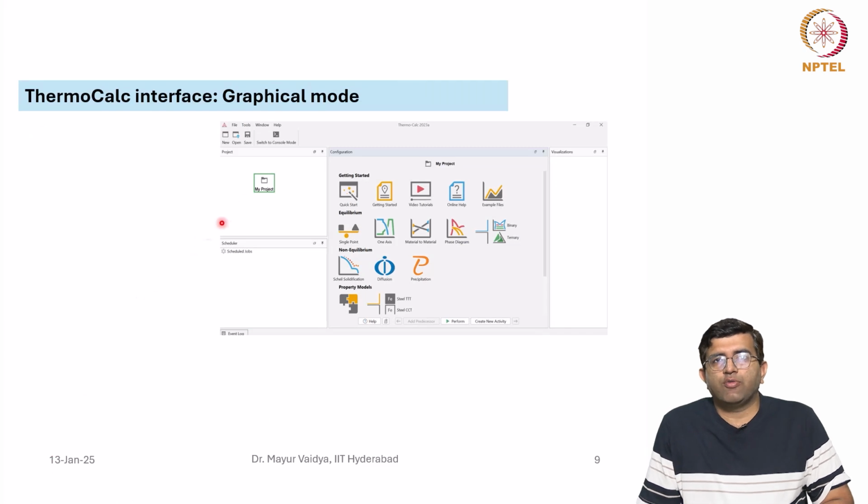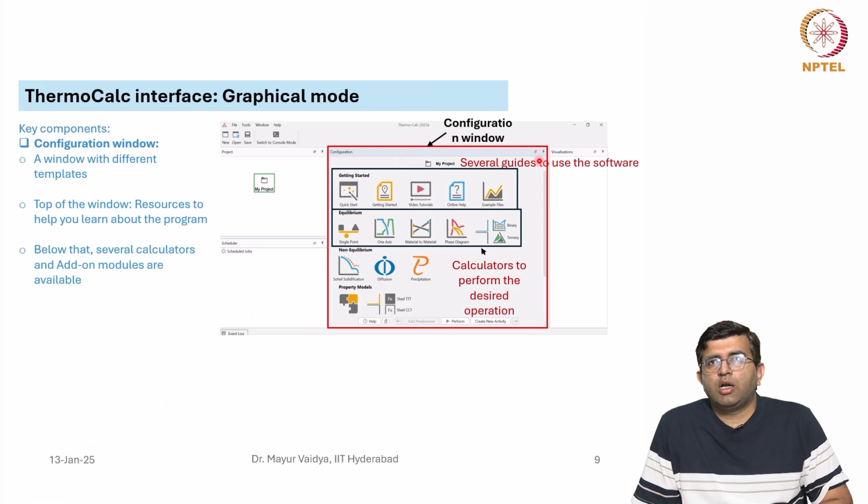So, you have, for example, the graphical mode available, which makes life easier for a lot of students, where the interface is very user friendly. It will look something like this to you. You have the configuration window, then you have several guides to use the software, calculators to perform the desired operation. So you can see here what you want to generate. Then you have resources to help you learn about the program as well. So you can see quick start, online help, example files, and so on.